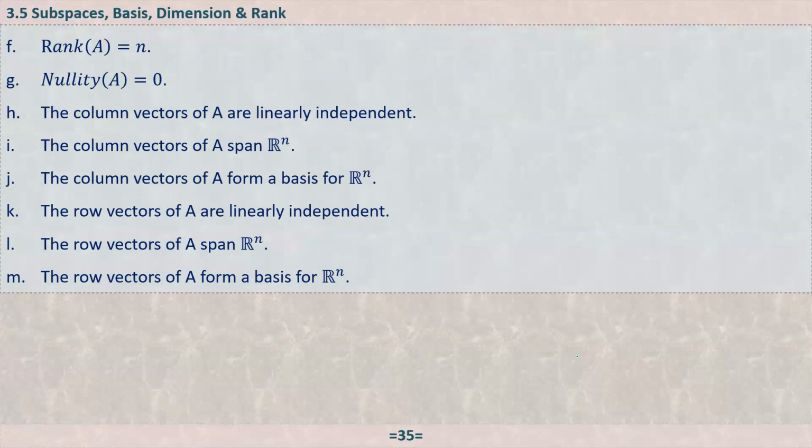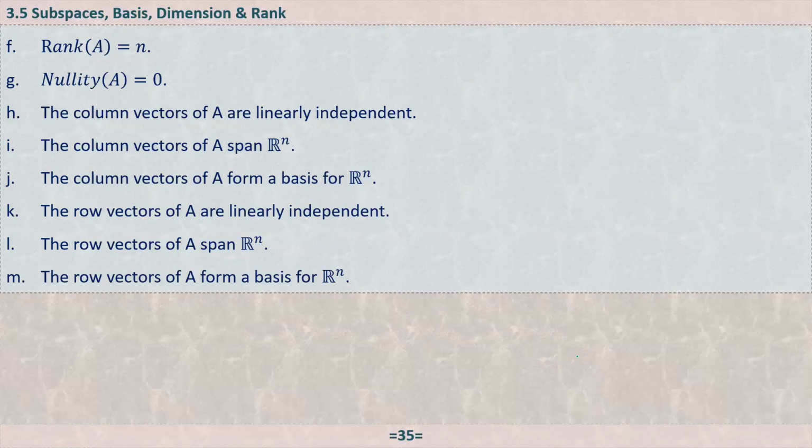So now we can add more. Since we are talking about an N by N matrix, the rank of A must be equal to N. And using the last theorem, the rank of A plus the nullity of A should be equal to N. Since the rank of A is equal to N, the nullity of A must be equal to 0. And the column vectors of A are linearly independent, and they span Rn. Why? Because its rank is N.